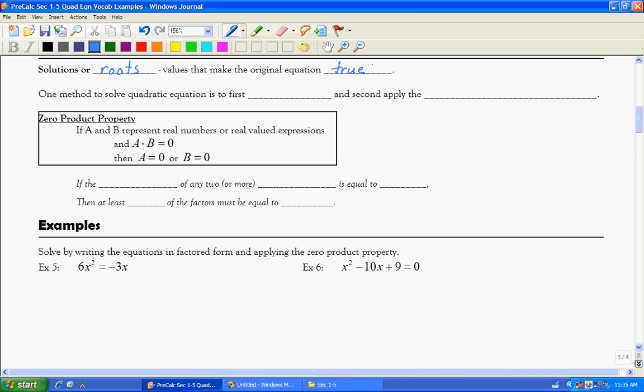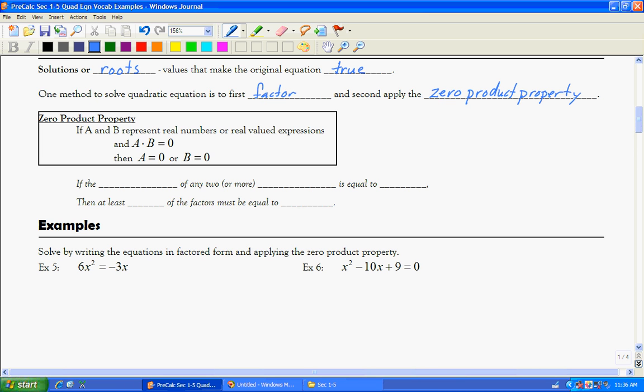One common method that we use to solve quadratic equations is to first factor and then apply the zero product property. And the zero product property states that if A and B are real numbers or expressions that are real, then if you take A times B, the product of A times B, and they equal 0, then A has to equal 0 or B has to equal 0, because 0 times anything is 0.